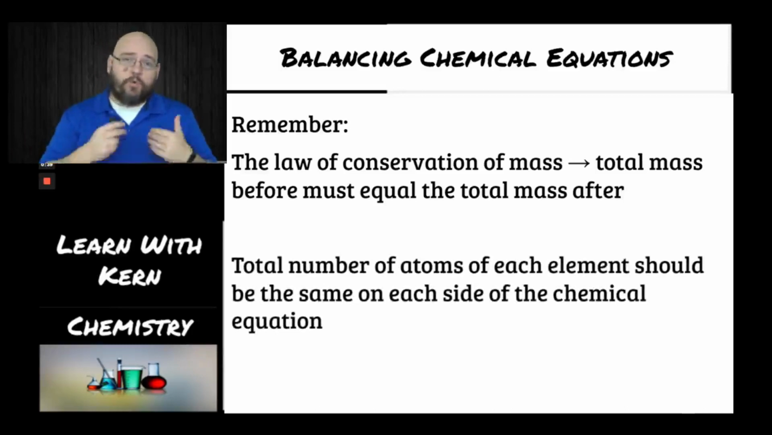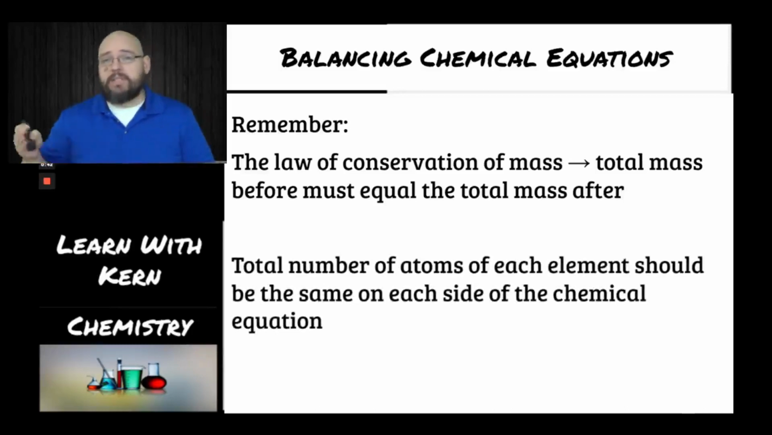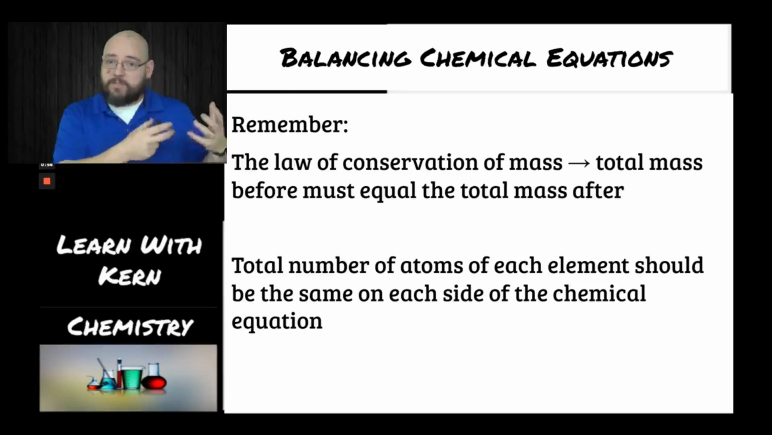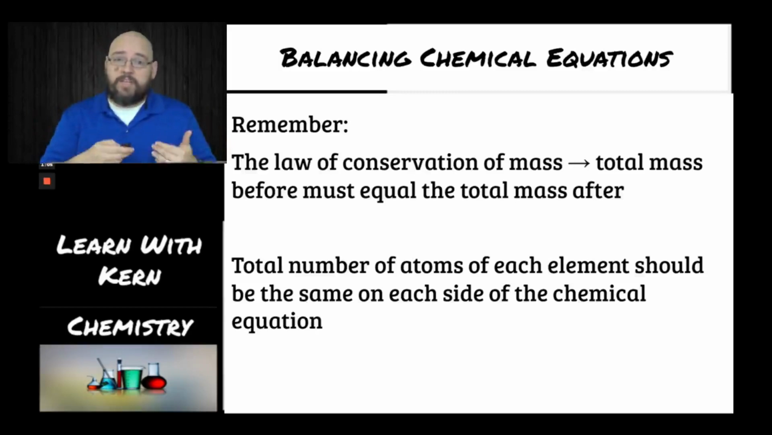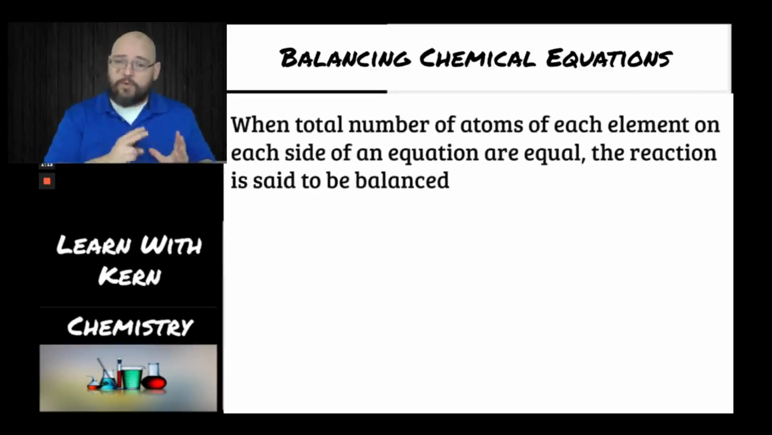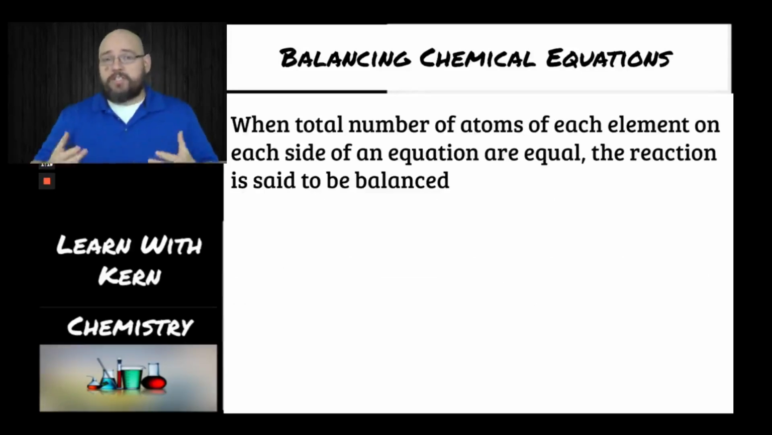What that means is the total number of atoms of each element should be the same on each side of the chemical equation. If I have 6 oxygens on this side, I have to have 6 oxygens on this side, because each oxygen atom has the same mass. So if I have 6 over here, that's 6 times the mass of oxygen over here. To have the same mass, I have to have the same number of atoms on each side. So when we're dealing with the conservation of mass, we have to account for the total number of atoms on each side of the equation. And when that total number of atoms on each side of the reaction is equal, the reaction is said to be balanced.